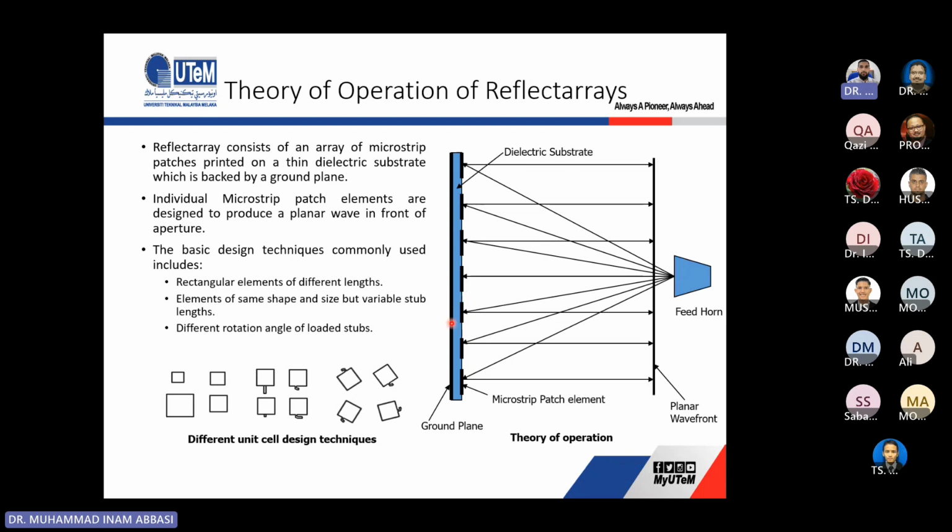So we have different types of options for the microstrip patches. For the basic design, we can have patches of different sizes. Okay, we can have simple rectangular patches of different sizes. We can have patches of the same size but with different stub sizes or with rotation of different elements. By doing these simple things, we can modify the phase of each of the elements. By modifying the phase of each element, we can modify this incident wave, and we can make a reflected planar wave in front of the reflectarray here. Okay, so these are very basic designs, but currently there are much more advanced designs that are used by different researchers.